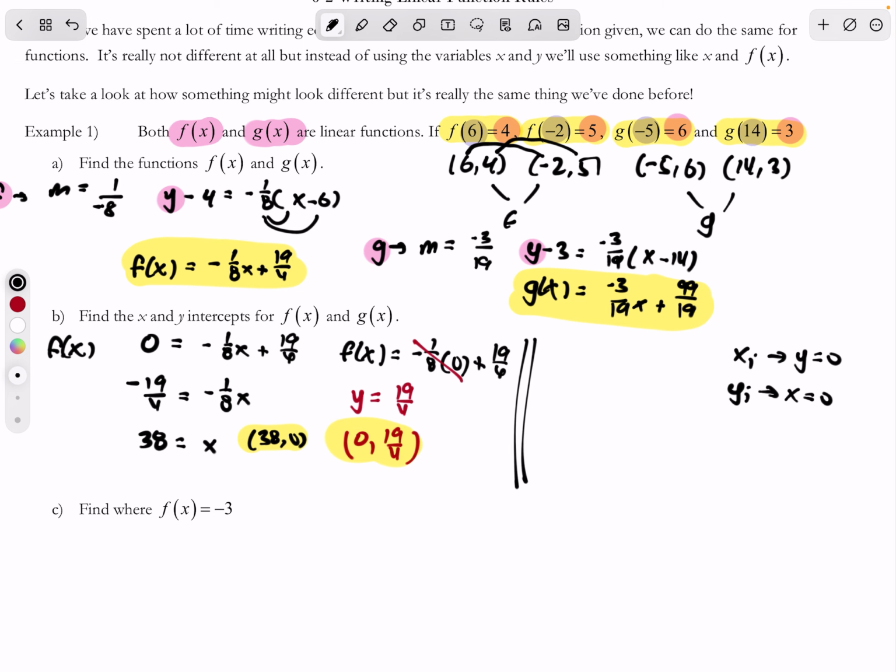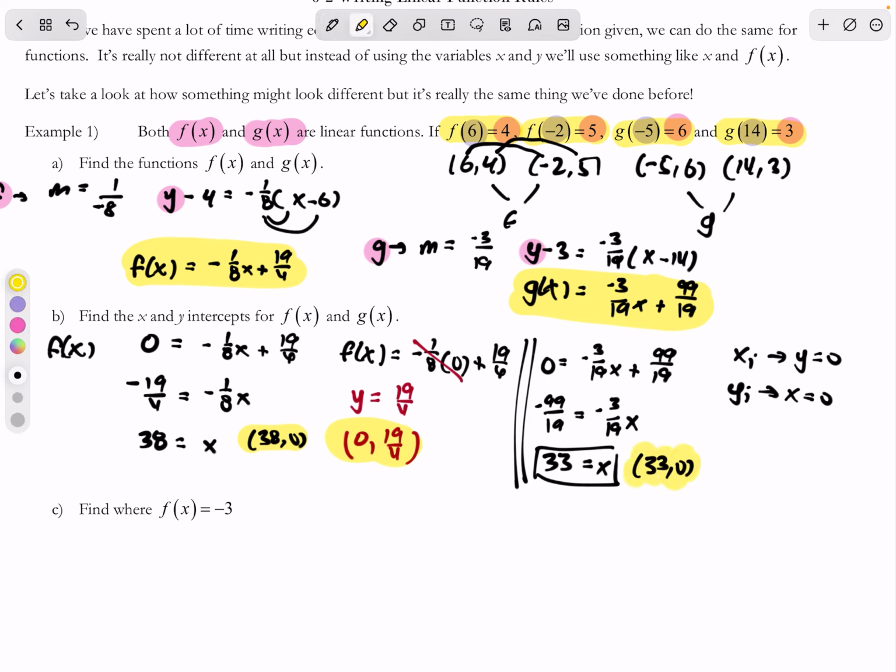For g of x, let's do 0 equals negative 3/19 x plus 99 over 19. It's actually not as bad as it looks. I subtract over 99 over 19. And if I multiply by 19/3, you're going to find that the 19s will cancel, and I get negative 99 over negative 3. I should get 33 for x. So my x-intercept is (33, 0).